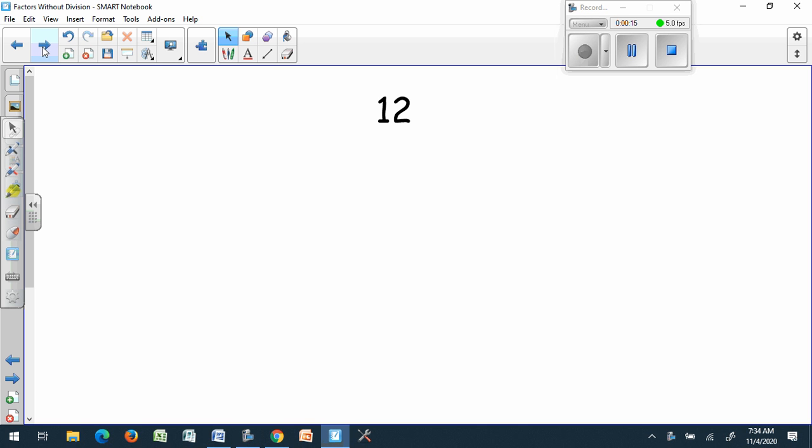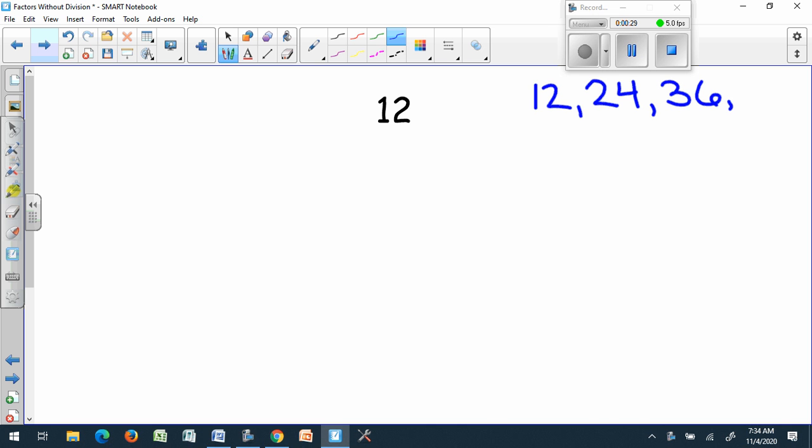Okay, let's start with the number 12. Now we know that if we are ever finding multiples, we count by 12s. So my multiples for 12 would be 12, 24, 36, etc. Multiples go on forever. You would never be able to write all the multiples of 12. However, you can write all the factors of 12 because the factors of 12 mean the numbers that I can multiply together to get to 12. Okay, so let's write 12 in your notebook.